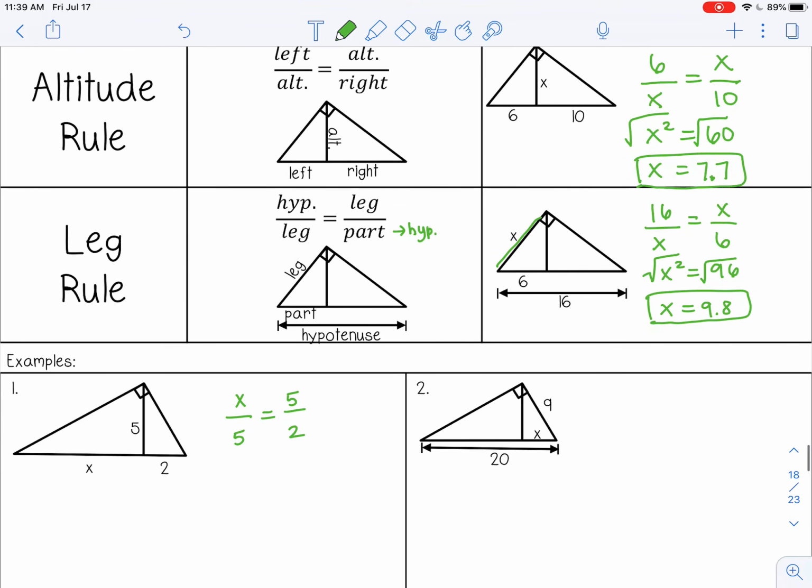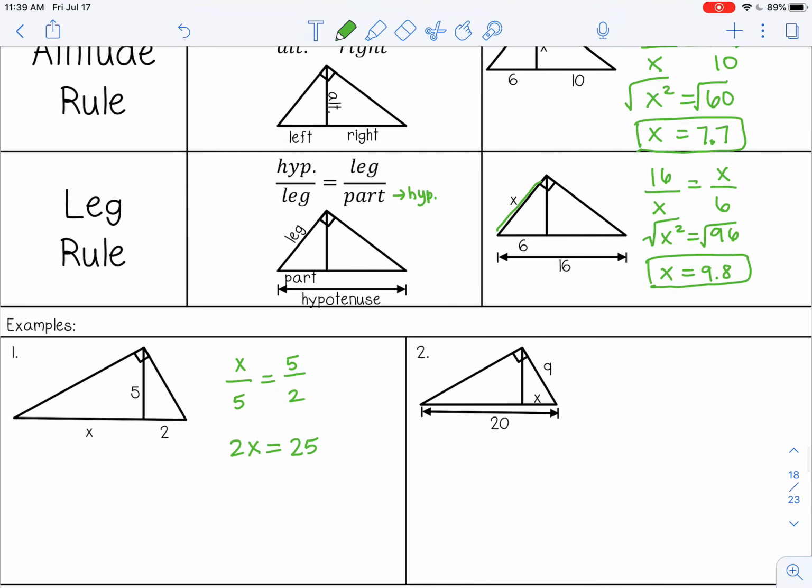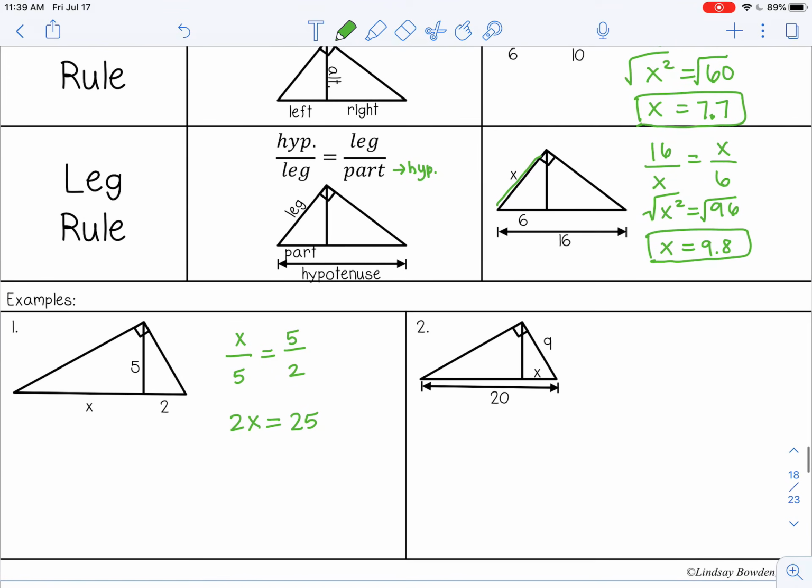So we're going to cross multiply. So 2 times x is 2x. 5 times 5 is 25. So in this case, we don't have to take the square root because we're not multiplying x times x. So you won't always take the square root. It depends on what you're given in the problem. We're just simply going to divide by 2 on both sides, and we get 12.5.